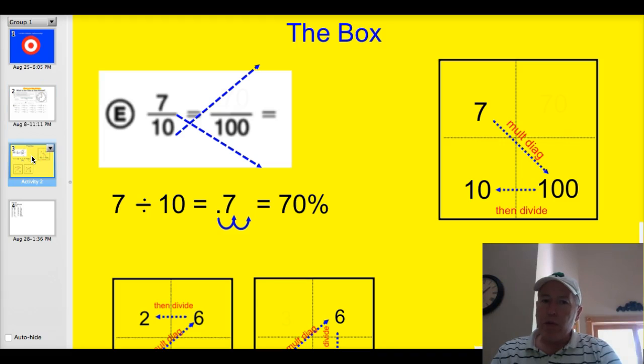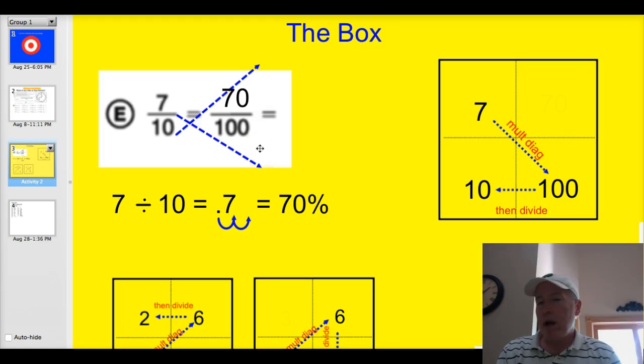Now, typically, when we think about turning 7/10 into a percentage, we take 7 divided by 10. Here it is, 7, and there's the fraction bar, divided by 10, and we get 0.7, and then we multiply by 100, moving that decimal 2 places to the right, and we get 70%. And we can just pop that right in there.